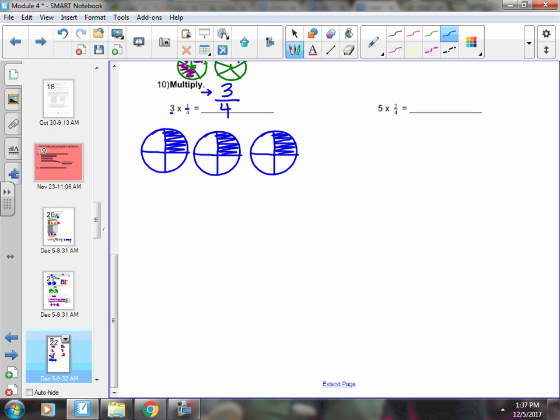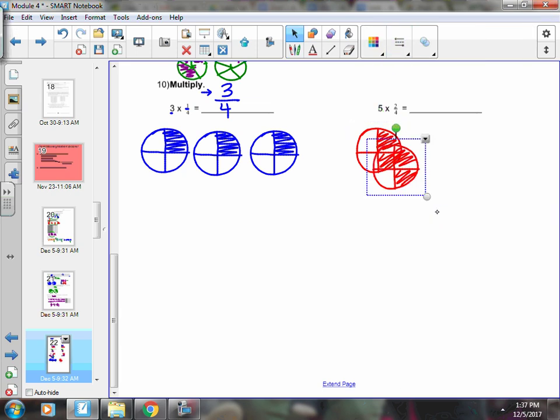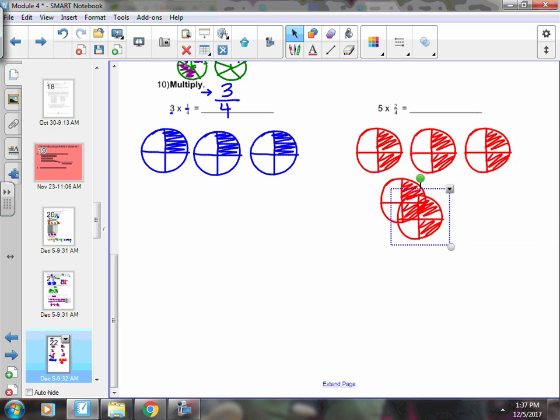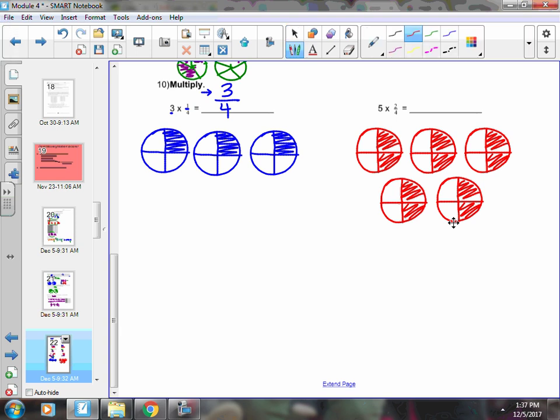Say what? Okay, I'm going to draw a picture, and I'm going to draw 2/4. And 5 times 2/4 just means 5 of those. So I'm going to clone it. So we have 5 2/4s. Okay, if that helps you visualize it. And now I'm just going to count the fourths. Count with me. 1/4, 2/4, 3/4, 4/4, 5/4, 6/4, 7/4, 8/4, 9/4, 10/4.